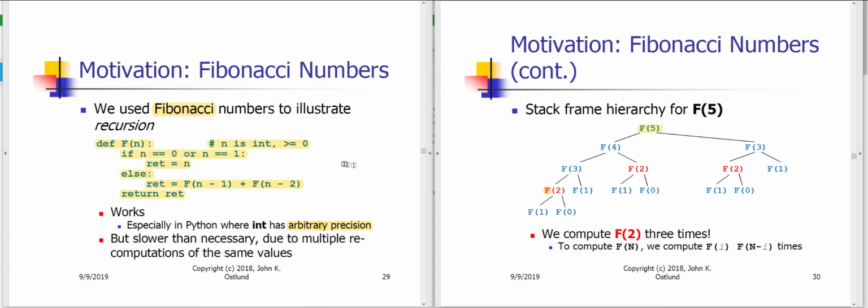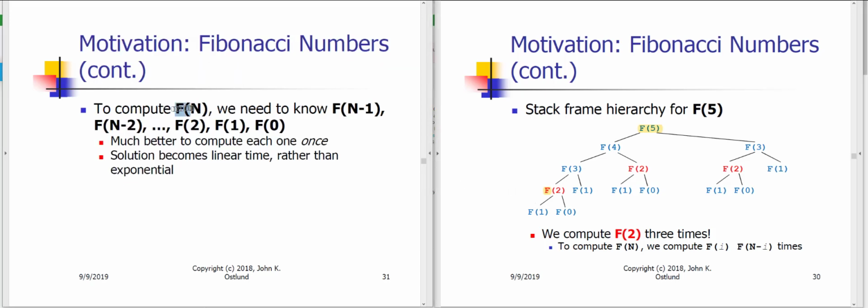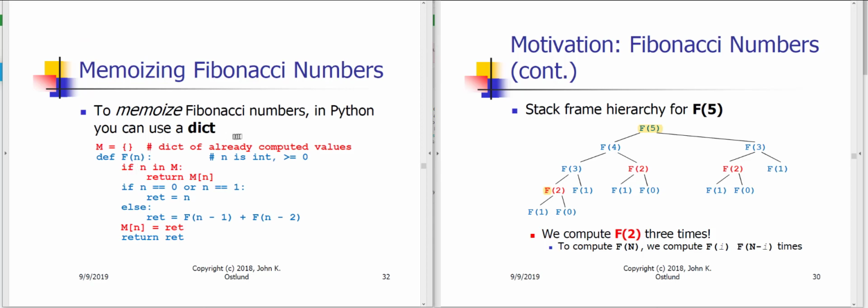So, how can we modify this algorithm to avoid computing any of these values more than one time? Well, in order to get some value f of n, we're going to need to know f of n minus 1 and f of n minus 2. In turn, that's going to require us to know f of n minus 3, f of n minus 4, all the way down to f of 0. And it would be much better if we could compute each one of these values one time and then just look up values that we've already computed. That, in fact, is what this modified algorithm does by adding memoization into the recursion.